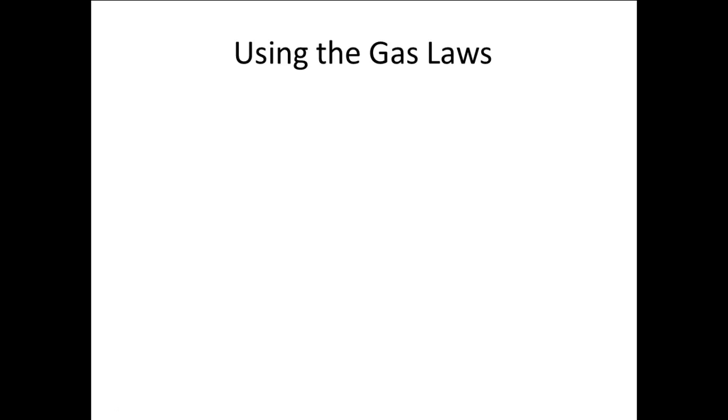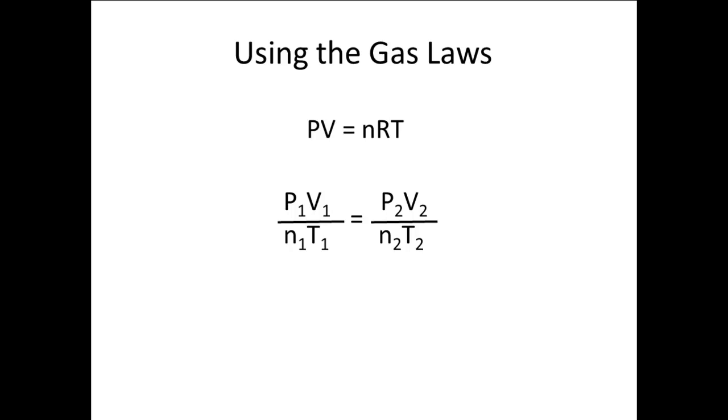Using the gas laws. It is important when doing calculations involving gases to understand several things. First, when doing calculations, you will be using either the equation PV equals nRT or the equation P1V1 over N1T1 equals P2V2 over N2T2. It is not really necessary to know any of the individual gas laws in either form, because they can be produced from one of these two equations.